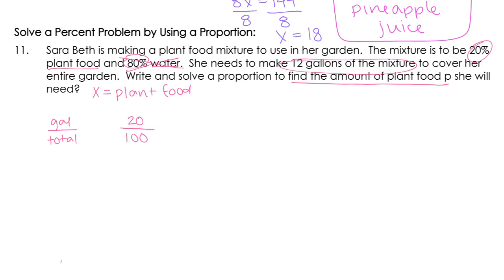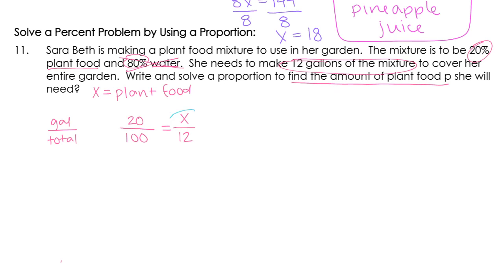So that's kind of our ratio that we're starting with, similar to what we talked about on number 10. So starting with 20 gallons of plant food for every 100 gallons you make, we're going to set it equal to what she's actually trying to make. She's making 12 gallons of the mixture. That would be the total. So we're going to put 12 on the bottom here. And then we're trying to figure out how much plant food she needs to actually make. So that would be x there.